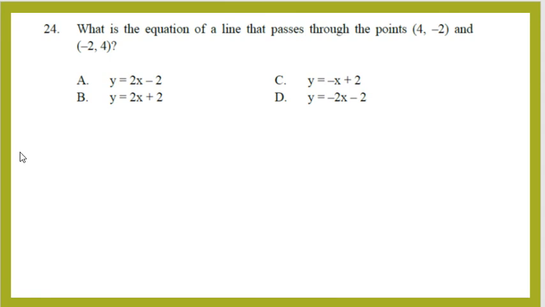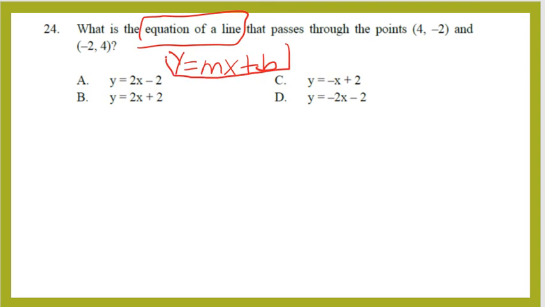Okay, question number 24. It's asking, what is the equation of the line? First of all, let me say something here about the equation of a line. The equation of a line is y is equal to mx plus b. This is the slope-intercept form of the equation of a line. But what is m? m, we call it slope.